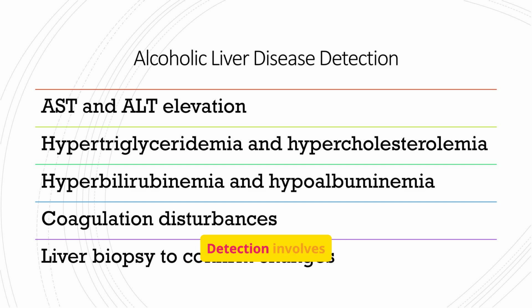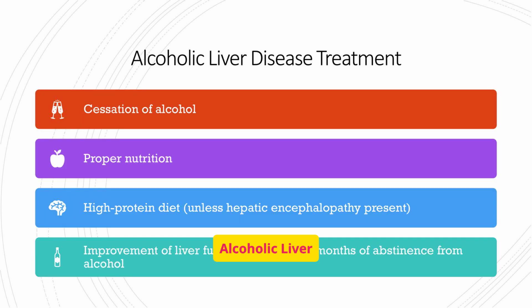Alcoholic liver disease detection involves AST and ALT elevation, hypertriglyceridemia and hypercholesterolemia, hyperbilirubinemia and hypoalbuminemia, coagulation disturbances, and liver biopsy to confirm changes. Alcoholic liver disease treatment includes cessation of alcohol, proper nutrition, a high-protein diet, unless hepatic encephalopathy is present, and improvement of liver function if there is 6 months of abstinence from alcohol.